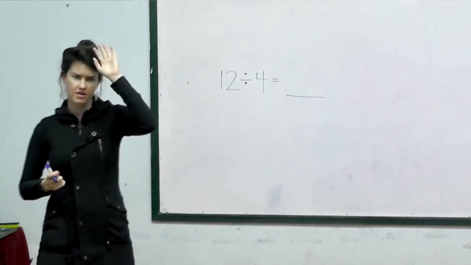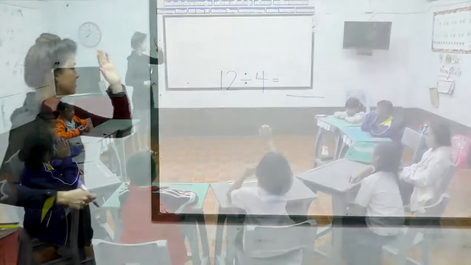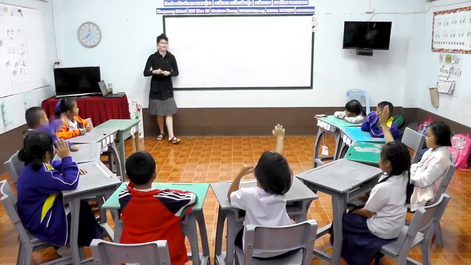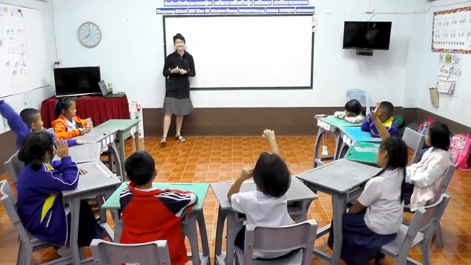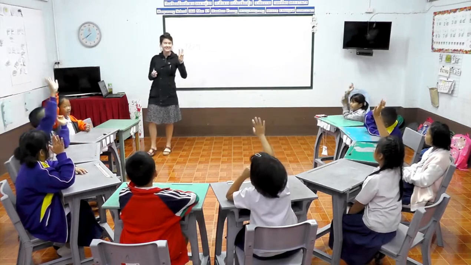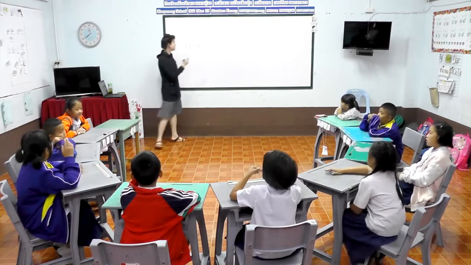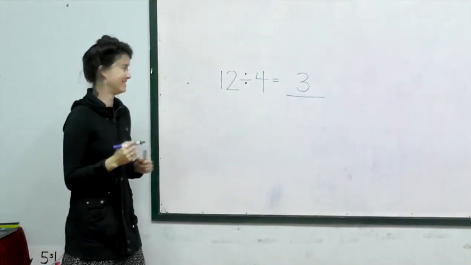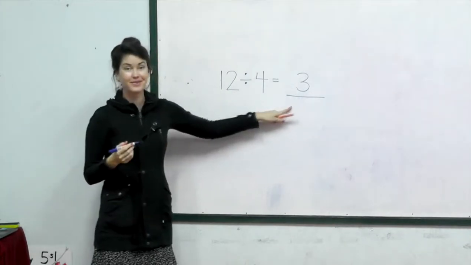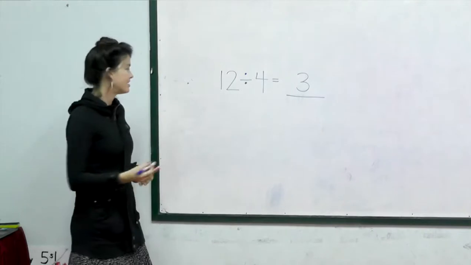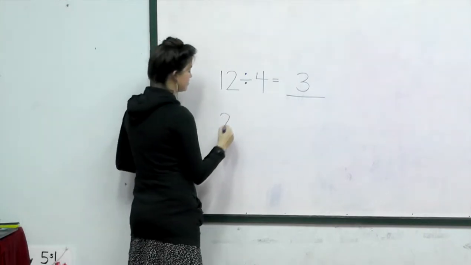Raise your hand when you know what that answer might be. Okay, 1, 2, 3. 3. Very nice job, friends. Yes, 12 divided by 4 is 3. And our friends know that one. Very nice. Good job.